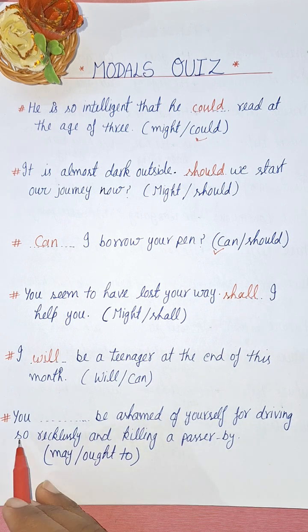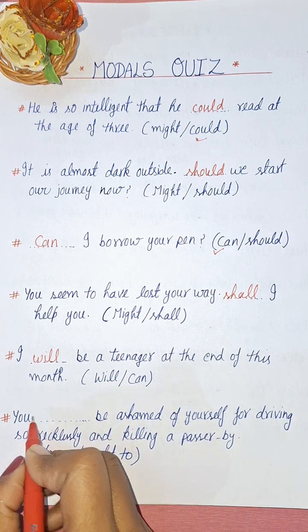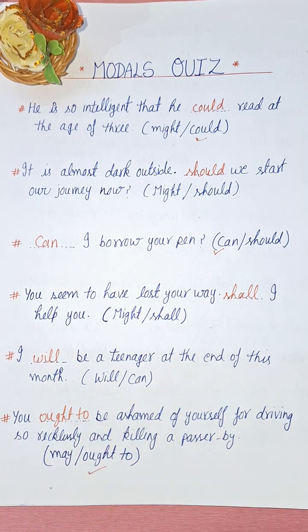Next, you dash. Listen guys, the right option here is ought to. Ought to is used to show duty. When you have to express obligation or duty, you use ought to. So you ought to be ashamed of yourself for driving so recklessly and killing a passerby. So here we are expressing obligation or duty. Okay, so that's what ought to is the right option here.